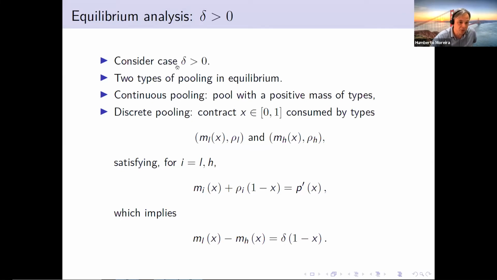Now let's suppose that delta is positive. Now you really have to play with these two dimensions. For a given quantity, let's think about this region of the equilibrium where we have exactly two types in terms of risk aversion choosing the same level of coverage: rho L, rho H, and mu L, mu H. I know from the first order condition that these two types have to satisfy this condition here.